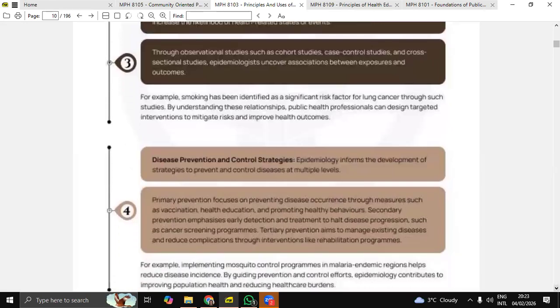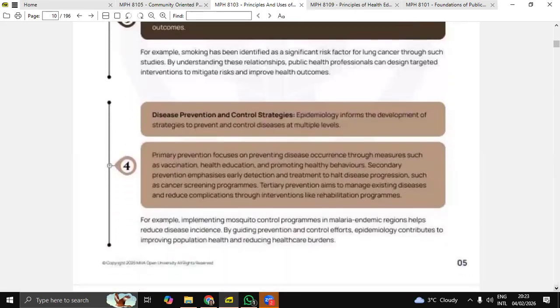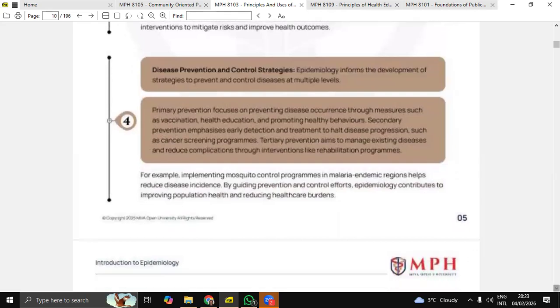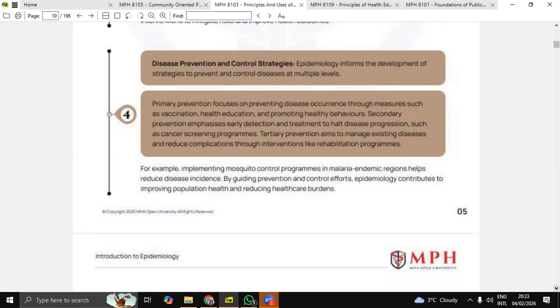All right, then the fourth thing is what? Disease prevention. Remember that we are not just stopping at learning about the disease for learning's sake. That's not why we are learning. Is so that we can do what? We can prevent disease, so that we can improve health outcomes. So that's part of the functions.